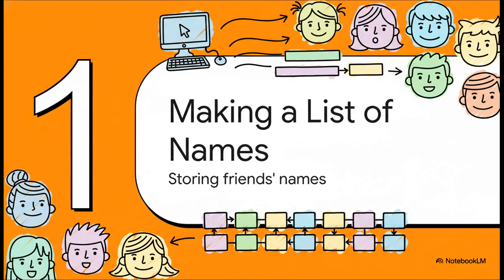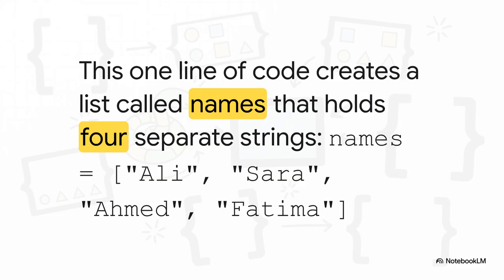We'll start with something nice and simple, using an exercise from our source material, just storing a few friends' names together in one place. And boom, there it is. That's it. This single line of code does everything we need. We've just created a list, we've called it names, and it's now holding 4 different pieces of text: Ali, Sarah, Ahmed, and Fatima. Super simple, really clean, and incredibly powerful.